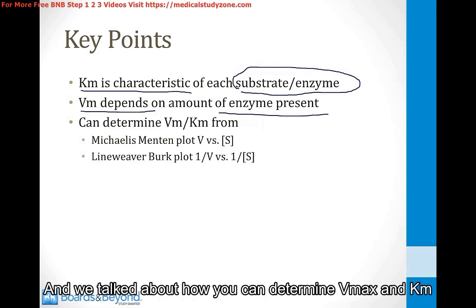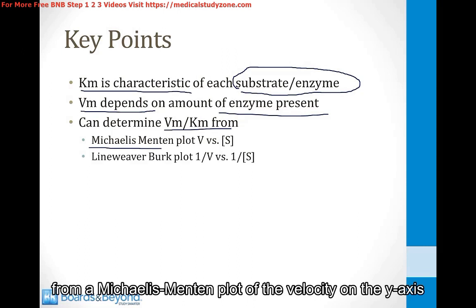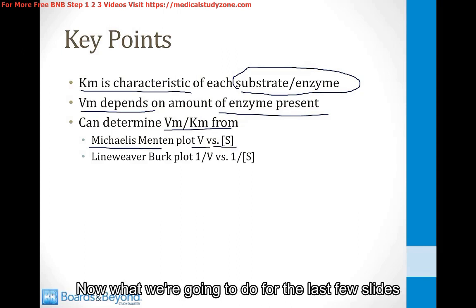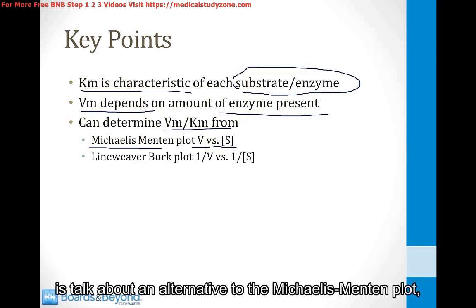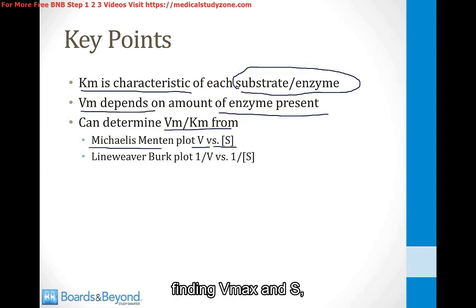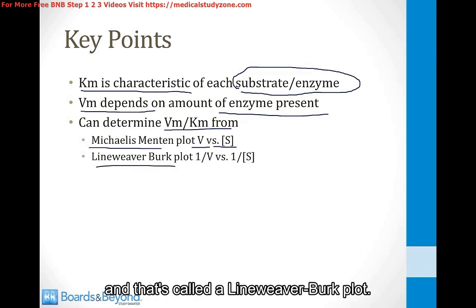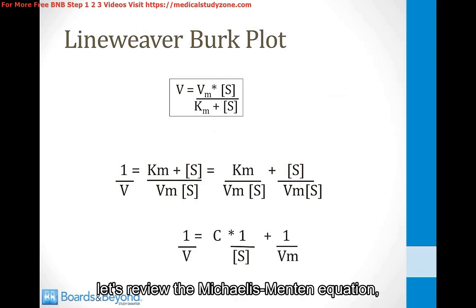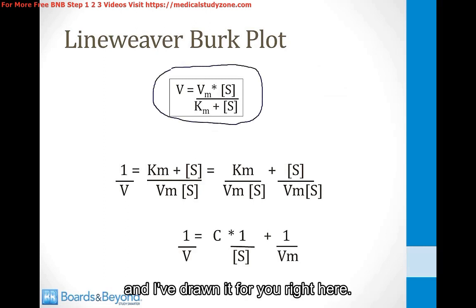And we talked about how you can determine Vmax and Km from a Michaelis-Menten plot of the velocity on the y-axis versus S on the x-axis. And now what we're going to do for the last few slides is talk about an alternative to the Michaelis-Menten plot for finding Vmax and Km, and that's called a Lineweaver-Burk plot. So in order to understand a Lineweaver-Burk plot, let's review the Michaelis-Menten equation, and I've drawn it for you right here. And now what I want you to do is imagine that we flip it upside down.